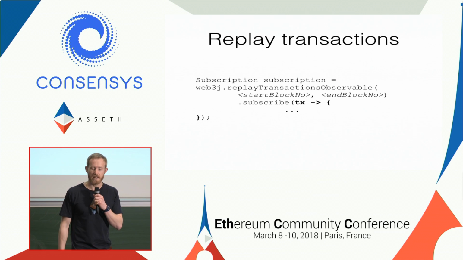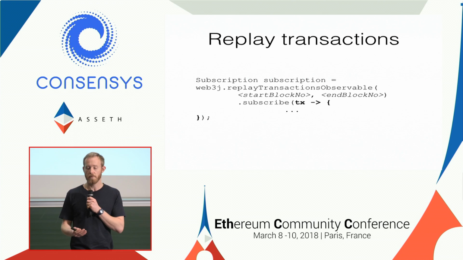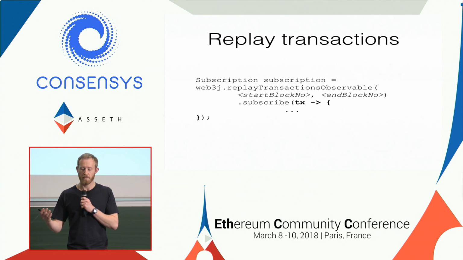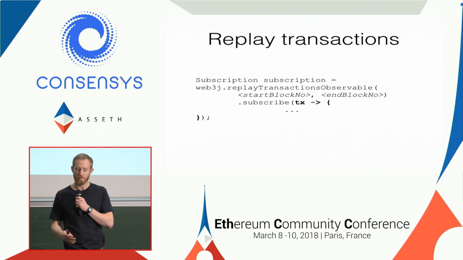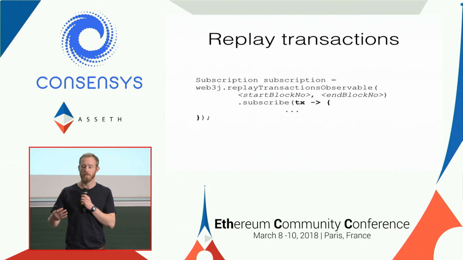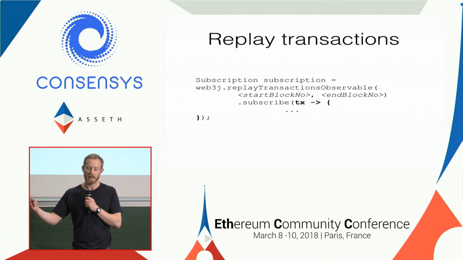We can also replay transactions as well. If you want to replay a range of transactions in Ethereum, it's another single statement here where you just say replay transactions observable, say what range you want to work with, and then you just pass in your method, your function, that you want to act on every single block as they get replayed through the history.